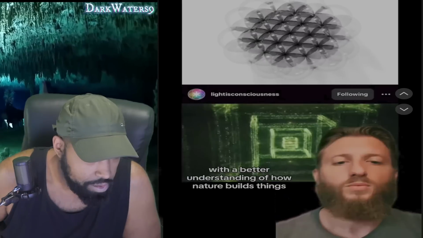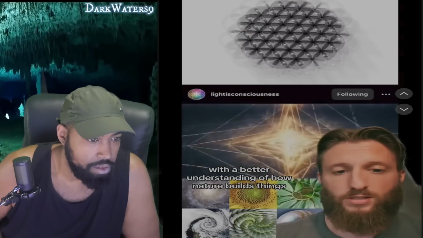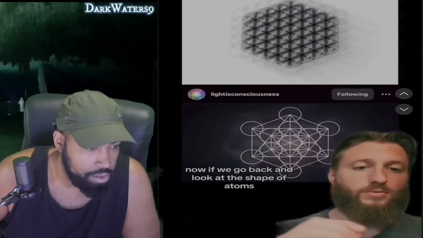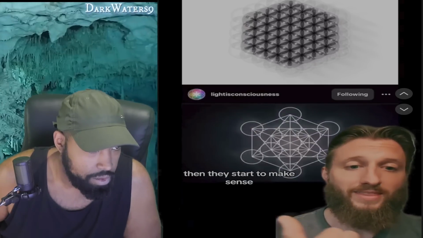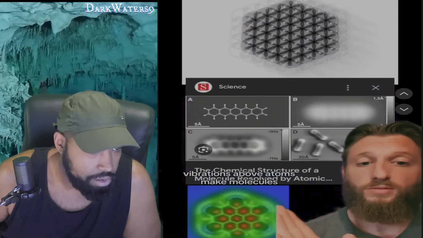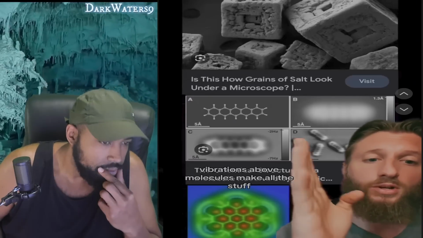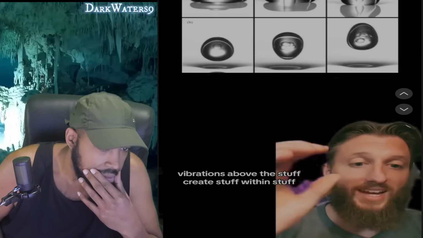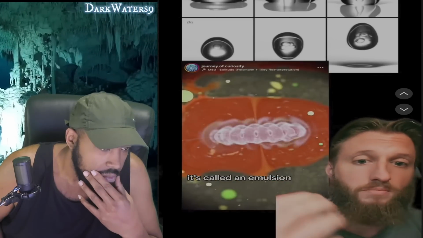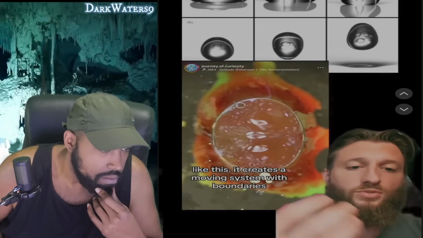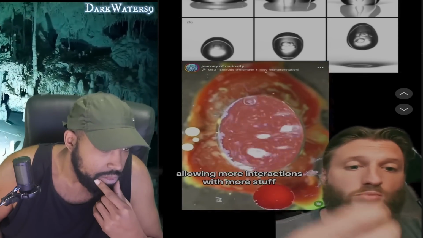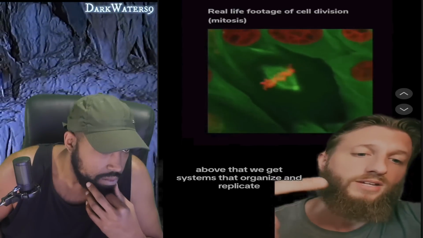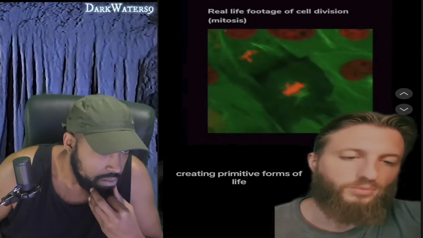With a better understanding of how nature builds things, we can use that information to build our own things. Now, if we go back and look at the shape of atoms, then they start to make sense. Vibrations above atoms make molecules, vibrations above molecules make all the stuff. Vibrations above the stuff create stuff within stuff. It's called an emulsion. Like this, that creates a moving system with boundaries, allowing more interactions with more stuff. Above that, we get systems that organize and replicate, creating primitive forms of life.